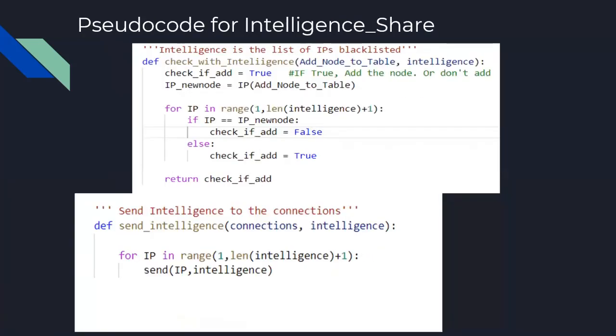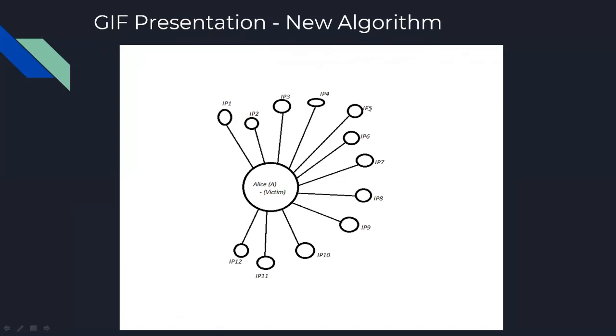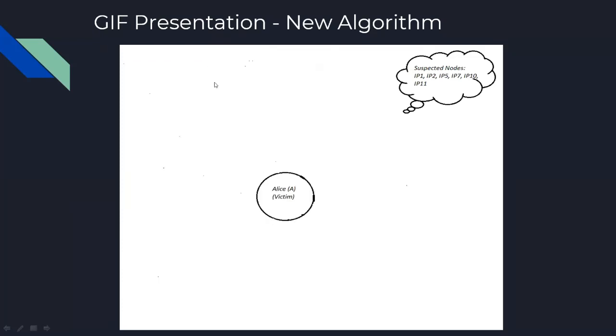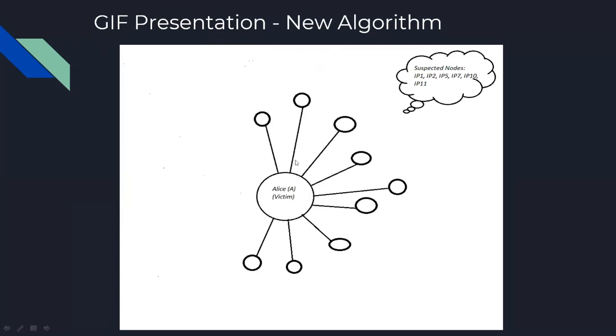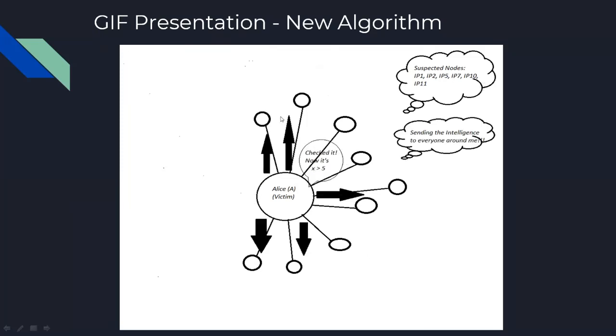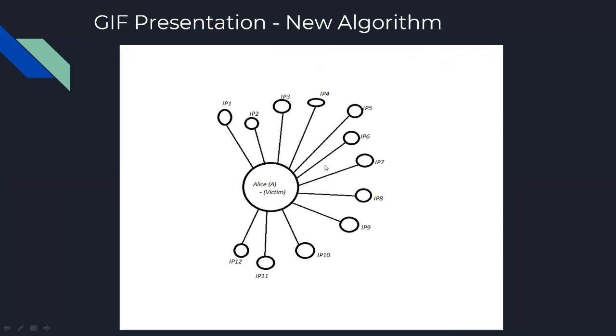We actually made a GIF for this new algorithm. Here we have connections to Alice, and Alice will ping 10 new nodes. And if 10 new nodes say yes, then Alice will do a fresh start and create new connections. Suspected nodes will be stored in the lookup module, and the channel will be made and shared with the new connections.